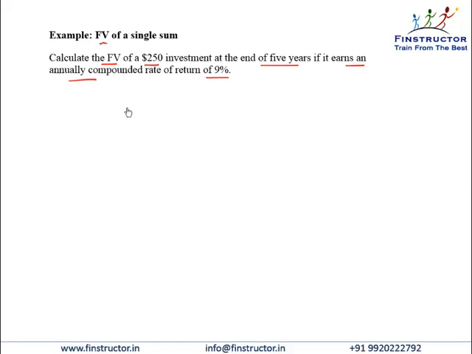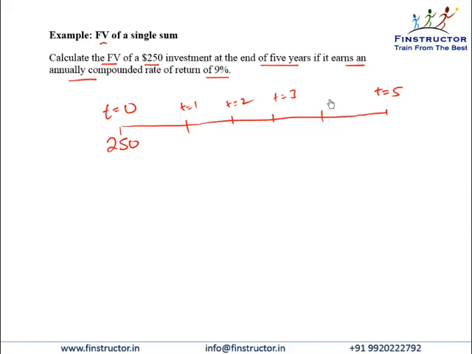So in this case, we see that at t equal to 0, we have $250, and we are asked what will be the value of this amount at the end of t equal to 5. There's nothing additional coming at t equal to 1 or t equal to 2 or t equal to 3 or t equal to 4. So the future value means the value at some future date. In this case, at the end of 5 years. The rate of return or the interest rate or time value of money is given to be 9%.